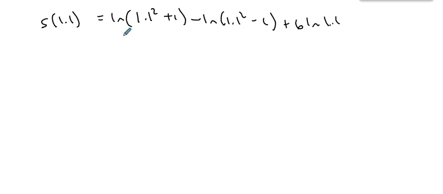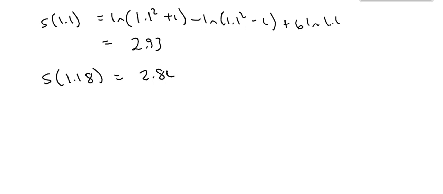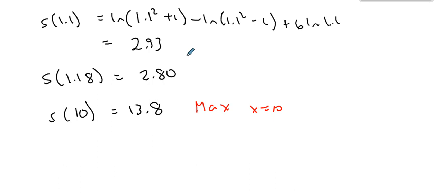So this is obviously just calculator work. You don't need to see me do it. That's about 2.93. When I sub in 1.18, do the math, I get 2.80. And when I sub in the upper endpoint, was it 10? I get 13.8. So obviously we have a maximum when x equals 10, and we have a minimum at that critical value where x is 1.18. Okay, so I hope that was helpful.